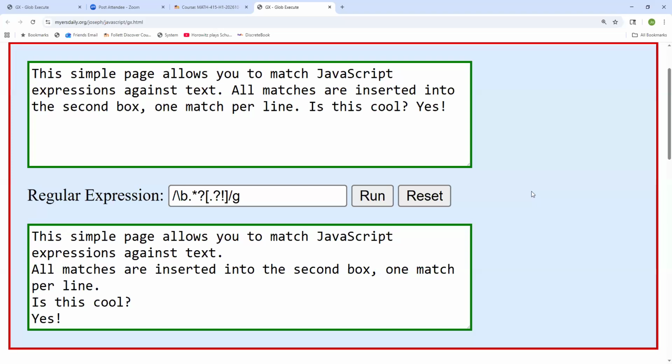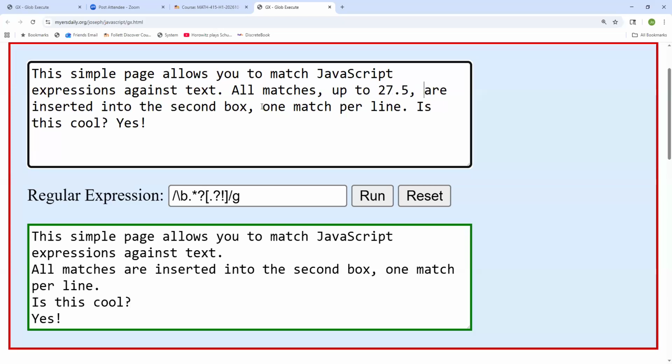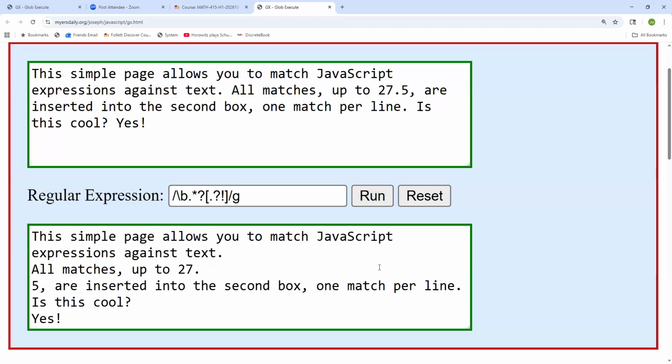Except, can anybody think of an issue with that regular expression though? This is why you can't really truly match all sentences in real life with regular expressions, probably. Unless the computer can actually understand the grammar of what's being said, it's really not possible to match all sentences. Why is that? Because what if you have something numerical in them? So like all matches up to 27.5. What if I had a period in the middle of a sentence? Now that ruins everything. All matches up to 27.5 comma, and now it thinks that that's one sentence. And now it thinks this is one sentence.